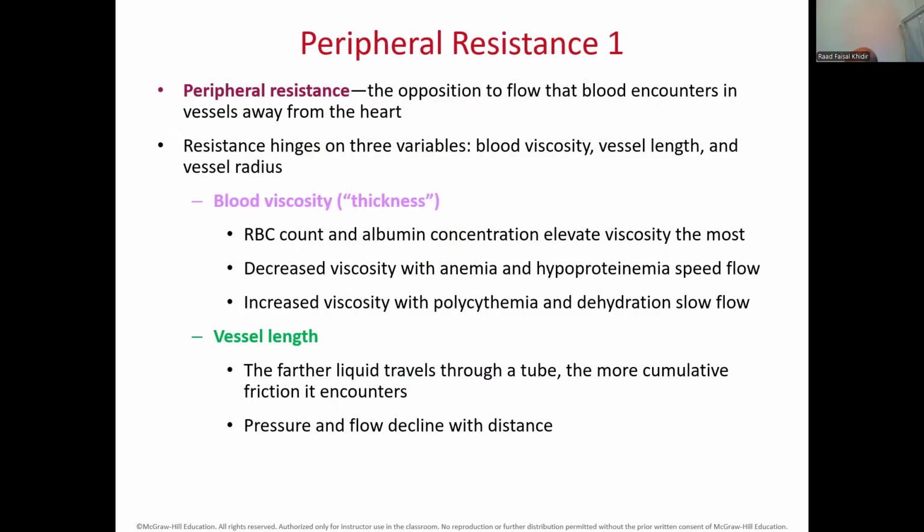Vessel length. If you roll a bowling ball, it's not going to roll endlessly. It's going to have to stop at some point because the path is so long. So the longer the path, the farther the liquid travels through a tube, the more cumulative friction it is going to encounter. It's going to ultimately lead it to stop.